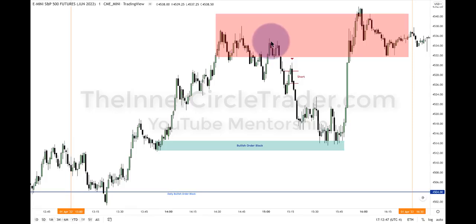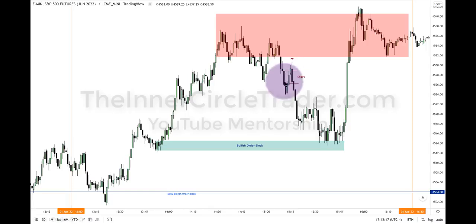You can be a seller there and aim for this low or the order block. Or you can wait for a confirmation entry, which is we turn here after it hits that fair value gap, breaks lower, and then we have another break in the structure of the marketplace on the 1 minute chart.